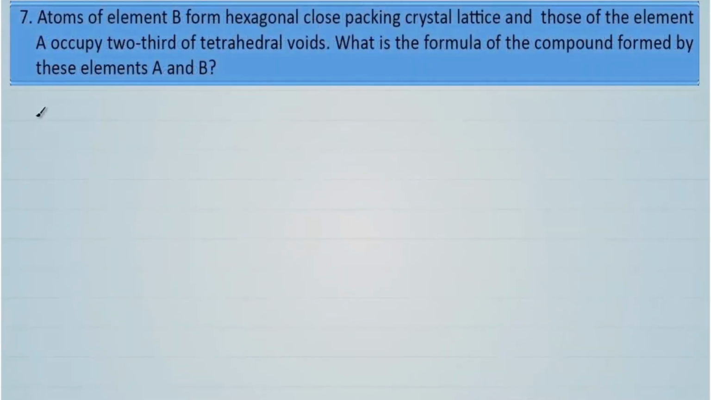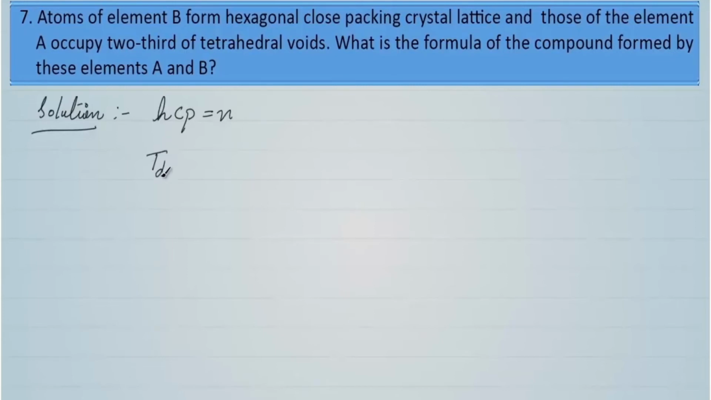Next question: atoms of element B form a hexagonal close packing crystal lattice and those of element A occupy two-thirds of the tetrahedral voids. What is the formula of the compound formed by these elements A and B? Now let's see the solution. The number of atoms in hexagonal close packing is n, of atom B. Note, hexagonal close packing is also known as HCP.